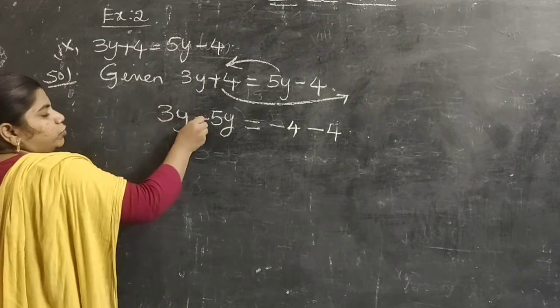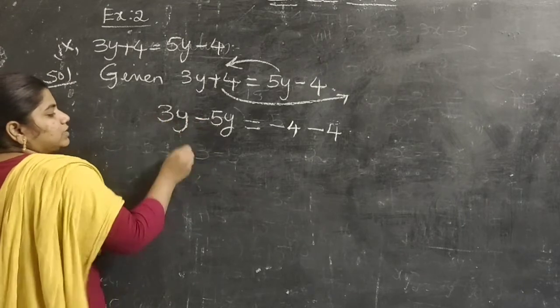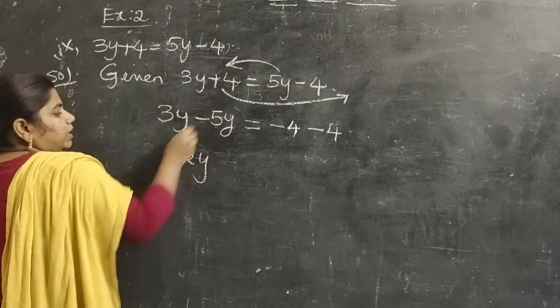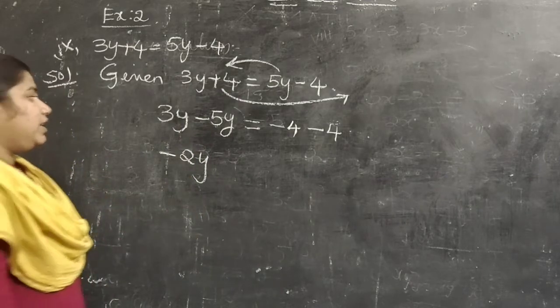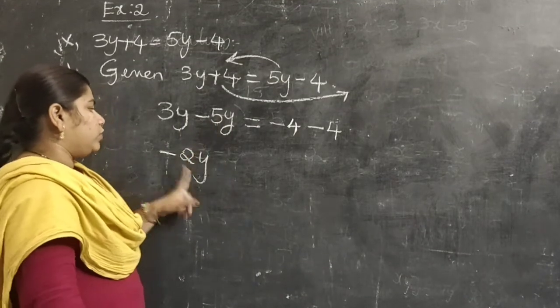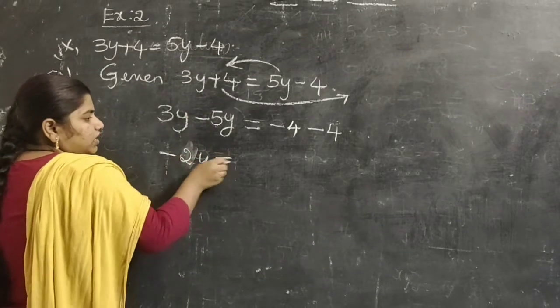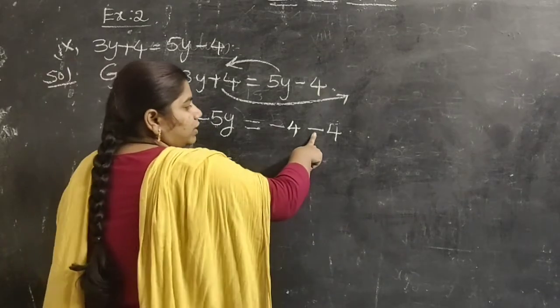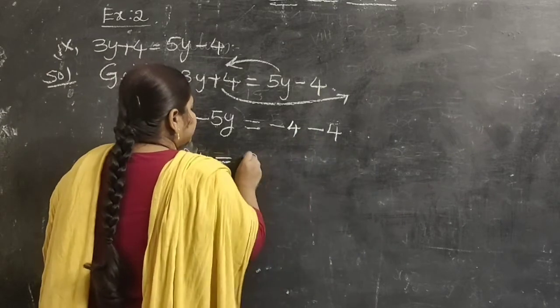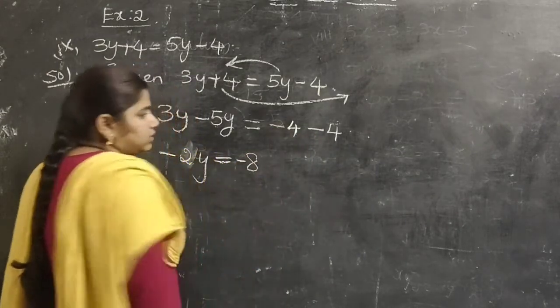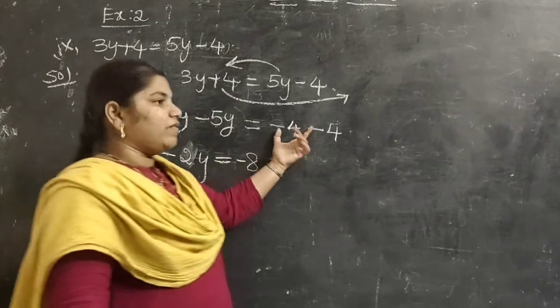So here plus into minus is minus. 5 minus 3 is 2y. Bigger number sign is minus. So you got 3y minus 5y is equals to minus 2y. Is equals to minus into minus is plus. 4 plus 4 is 8. Sign is minus. So both values we are having minus.